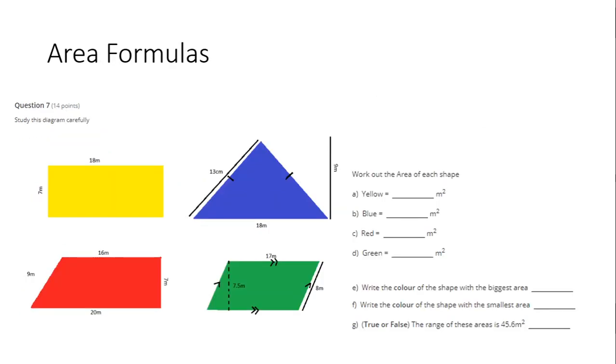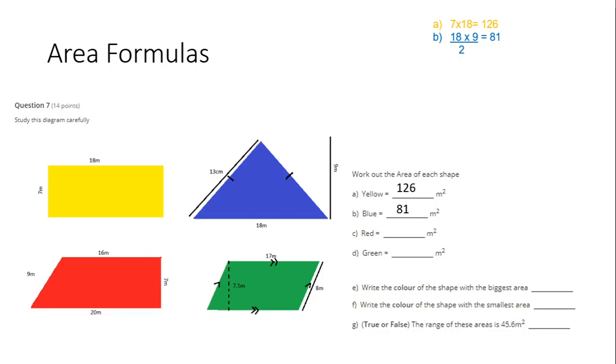Next question, we're working out the areas of all of these shapes. The area of a rectangle should be pretty straightforward, length times width, 126. The area of a triangle is base times height. Now don't get confused about what your height is. Your height is not 13 centimeters here. It's the 9 centimeters going perpendicular from the base up to the top point. So 18 times 9 divided by 2 is 81.